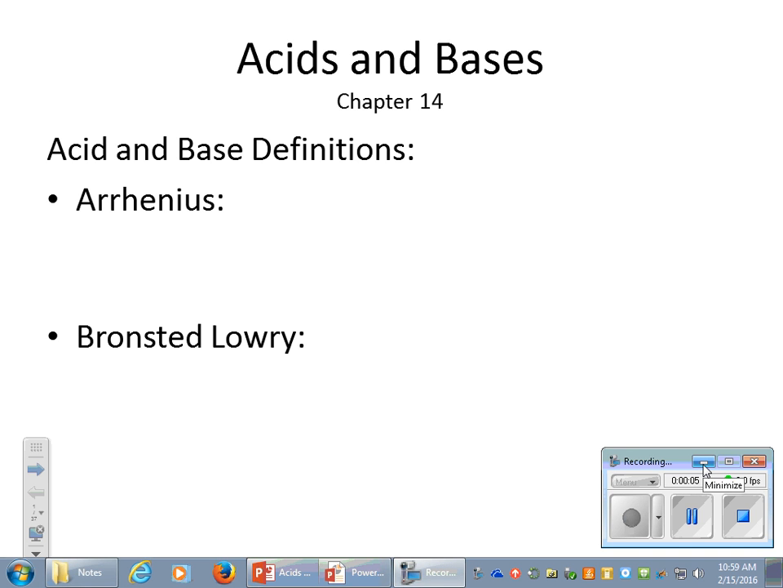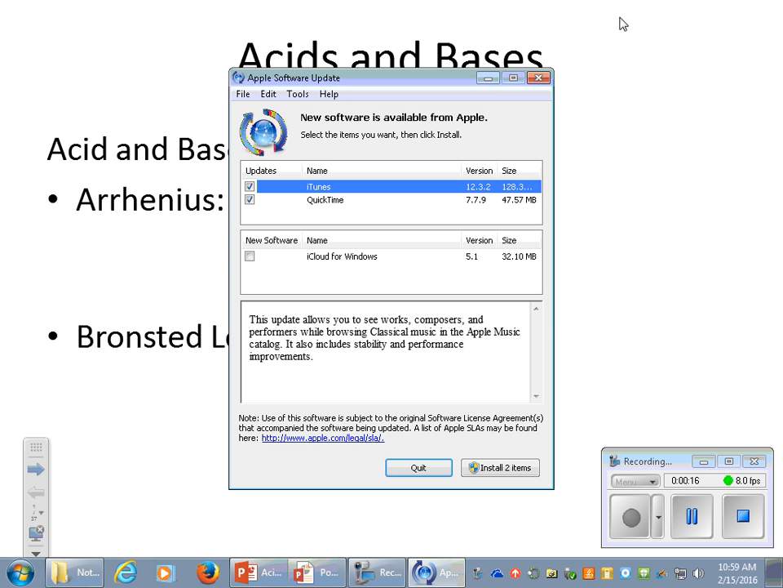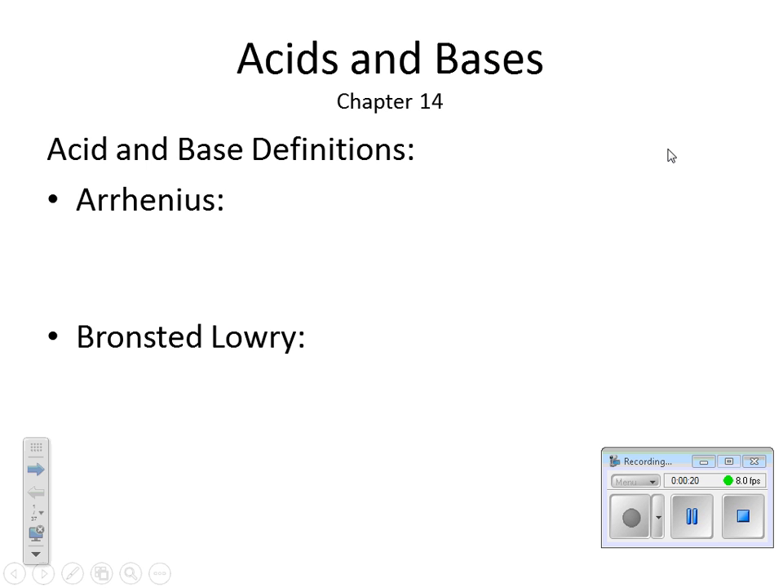This is a quick reminder about acids and bases. Before you listen to this recording, you should print off the notes that go with this. There is a page of practice problems that you're going to want to print.